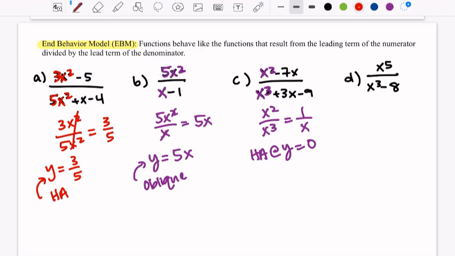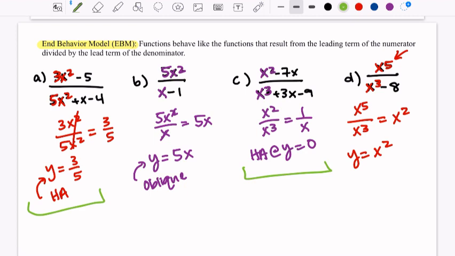For our last one, we have x to the 5th over x cubed. My degree in the numerator is higher, but long term, this function is really going to act like x squared. So again, our horizontal asymptotes show up when long term it's acting like a horizontal line. However, our other functions have other types of asymptotes.